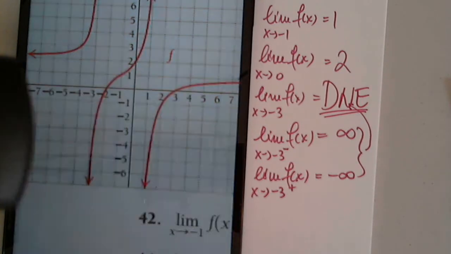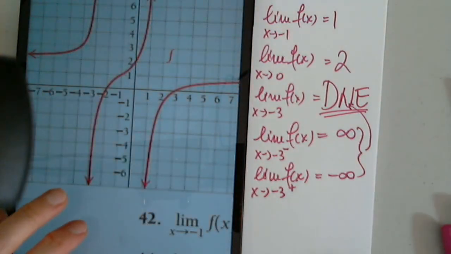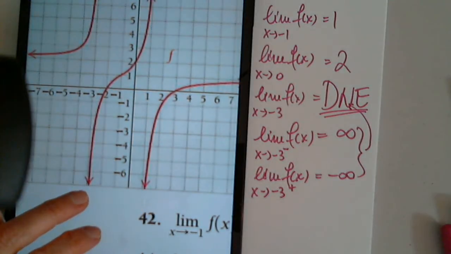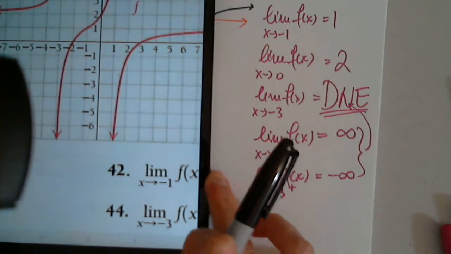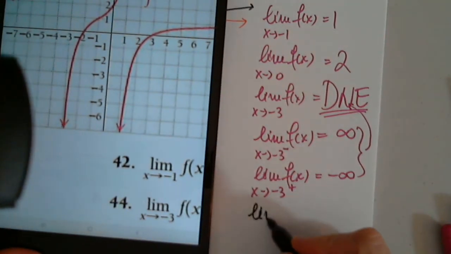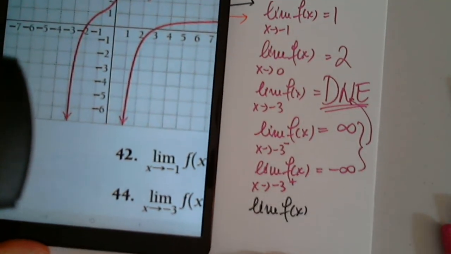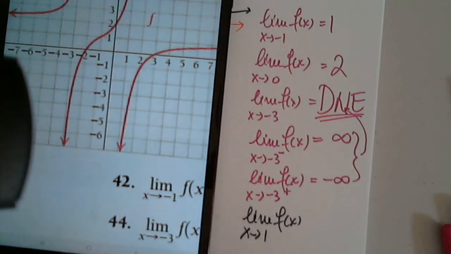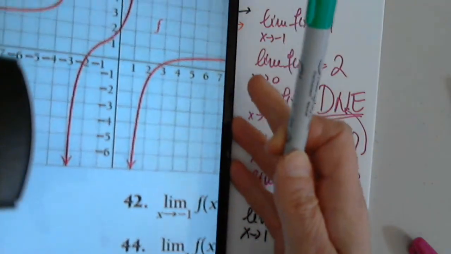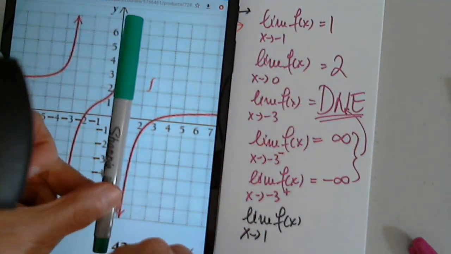We cannot write anything. There is nothing there to write. Very good. Any questions on this? Limit of f of x as x approaches 1 from either side. That's why I asked you, and you perfectly told me that this is another vertical asymptote.